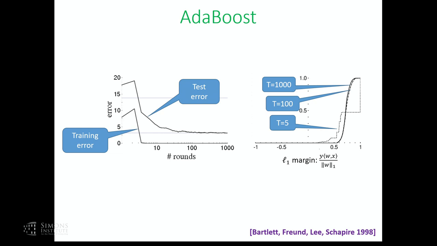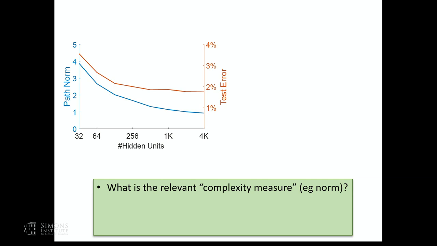And so if we go back to our plot from the first figure, and zoom in on what's going on. I'm not plotting the training error here, because this is where the training error is already zero. Then we can say, well, maybe there's some complexity control, maybe analogous to the L1 norm in boosting, that is actually being decreased as we increase the width.